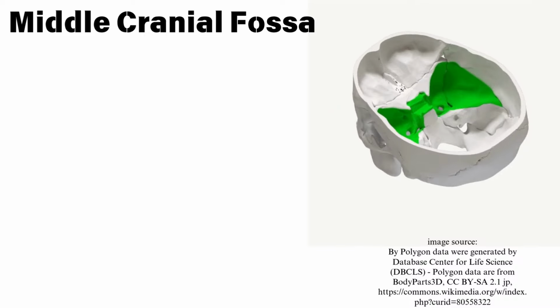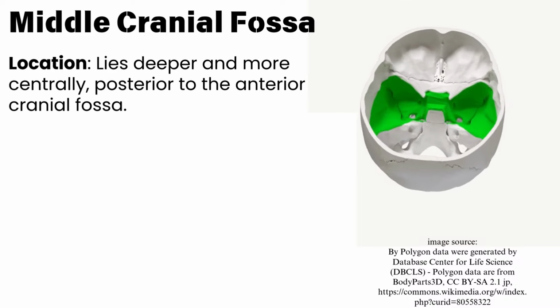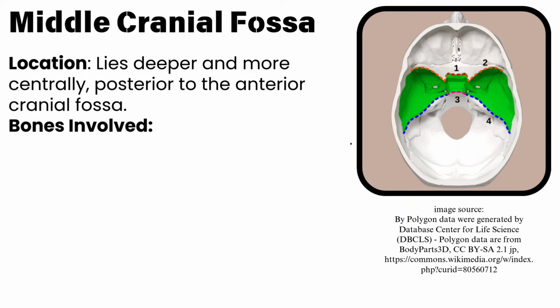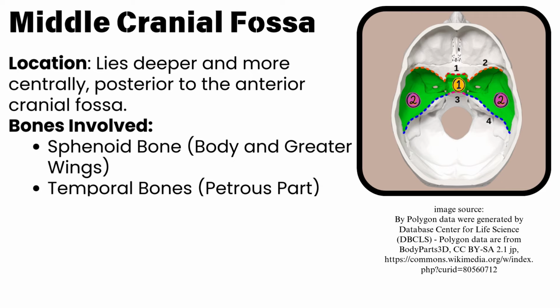Number 2. Middle cranial fossa. It lies deeper and more centrally, posterior to the anterior cranial fossa. Bones involved in formation of middle cranial fossa: sphenoid bone, its body and greater wings; temporal bones, its petrous part; parietal bones are involved partially.